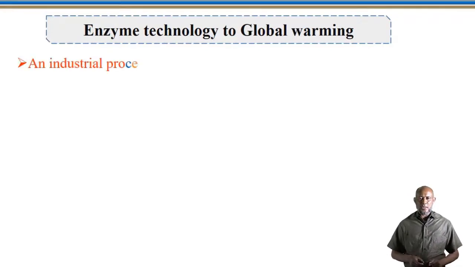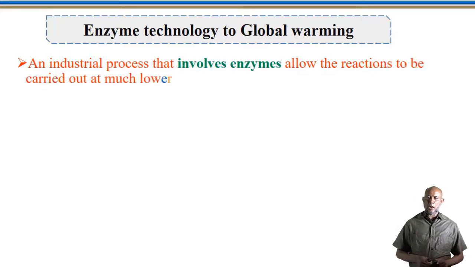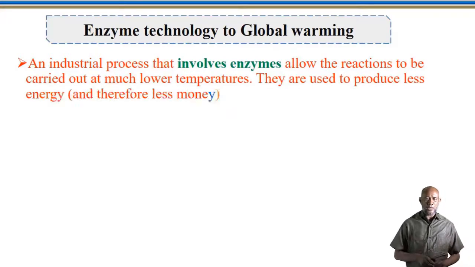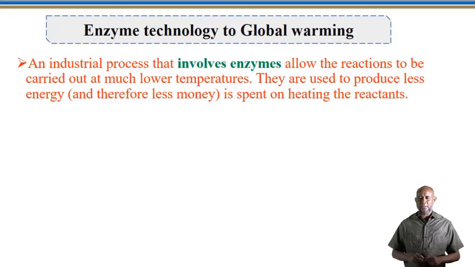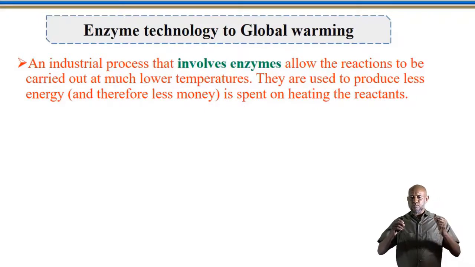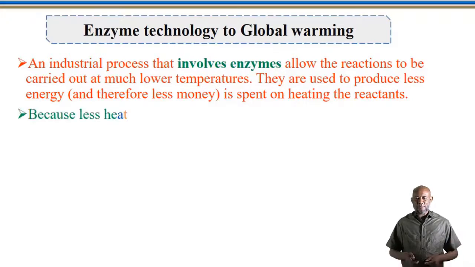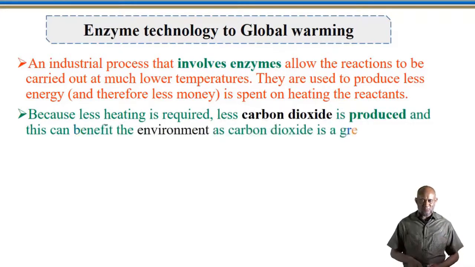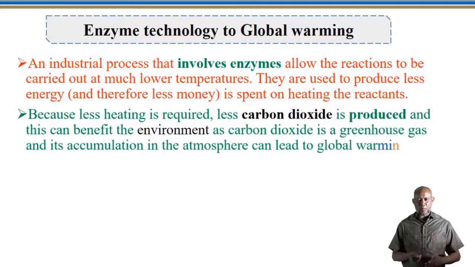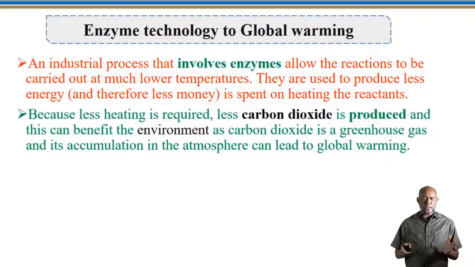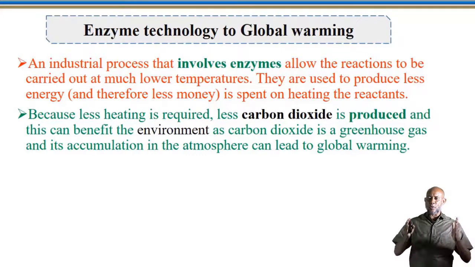An industrial process that involves enzymes allows the reaction to be carried out at a much lower temperature. They are used to produce less energy, and therefore less money is spent on heating the reactants. Because less heating is required, less carbon dioxide is produced, and this can benefit the environment, as carbon dioxide is a greenhouse gas, and its accumulation in the atmosphere can lead to global warming.